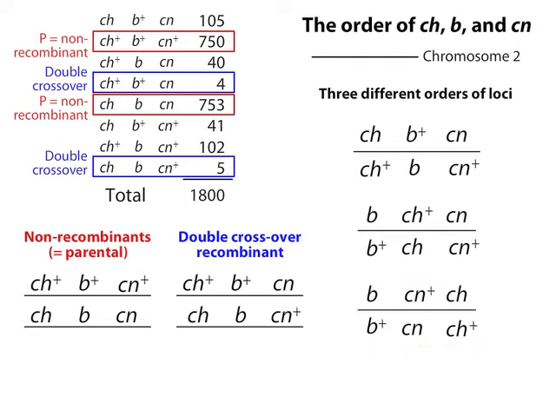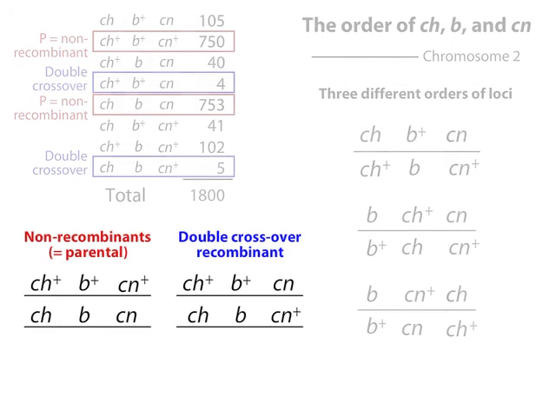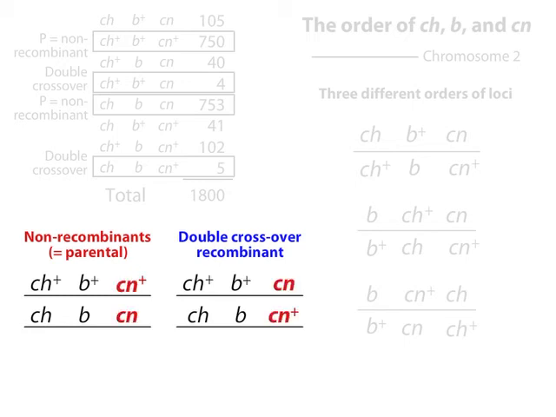After some practice, working from the two double crossover progeny genotypes, you will realize that a double crossover results in a middle allele that is flipped in comparison with the two end alleles. By comparing to the parental types, the cinnabar alleles have been flipped, which makes cinnabar the middle locus. These are the relative positions among the three loci on chromosome 2.